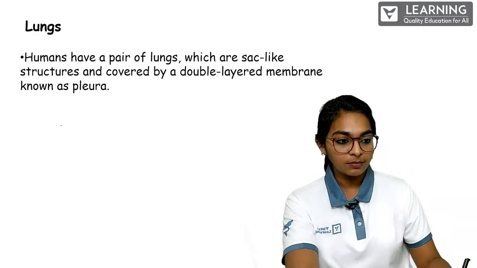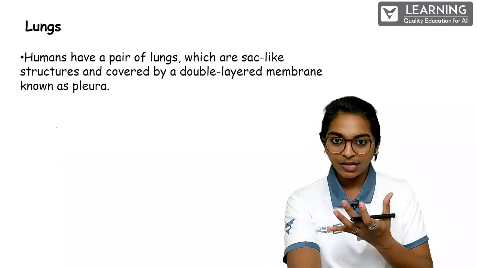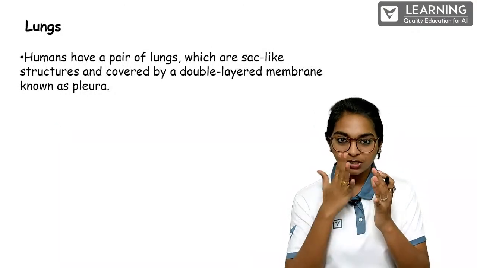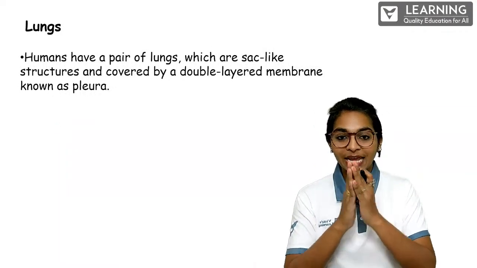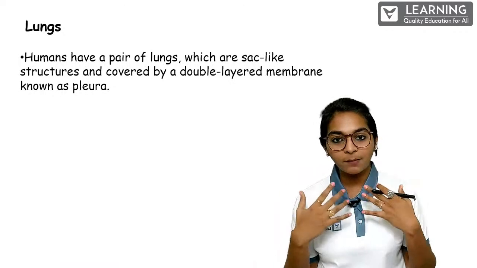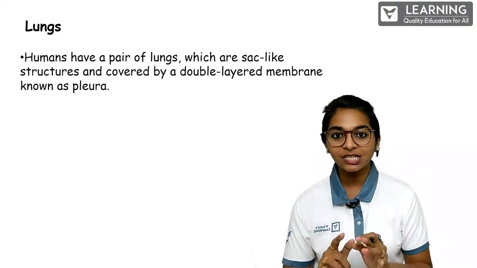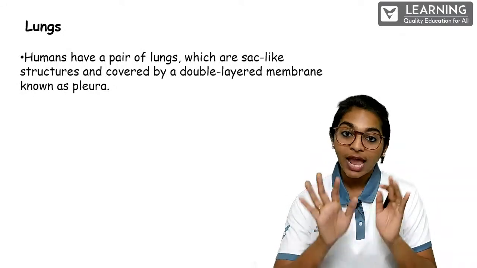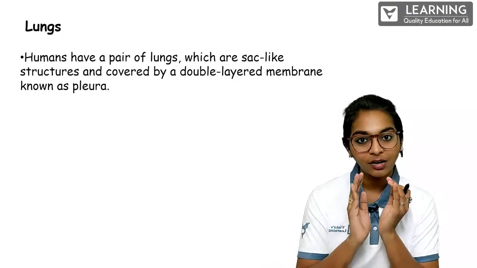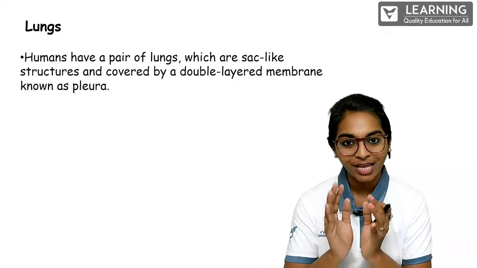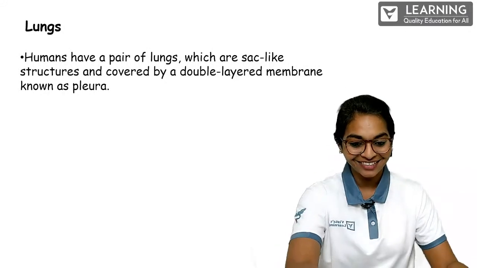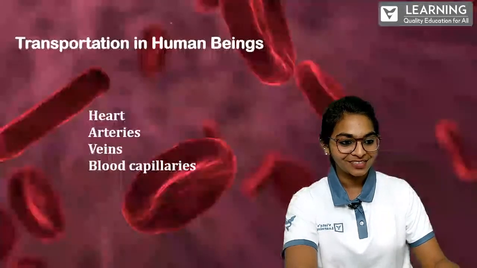So it is an organ which helps in this respiration process. It expands and contracts, and when we are comparing both the lungs, it is safely present inside the thoracic region in between the ribs. And in between the lungs is where our very good king of organs is actually present, our heart. Okay, so next.